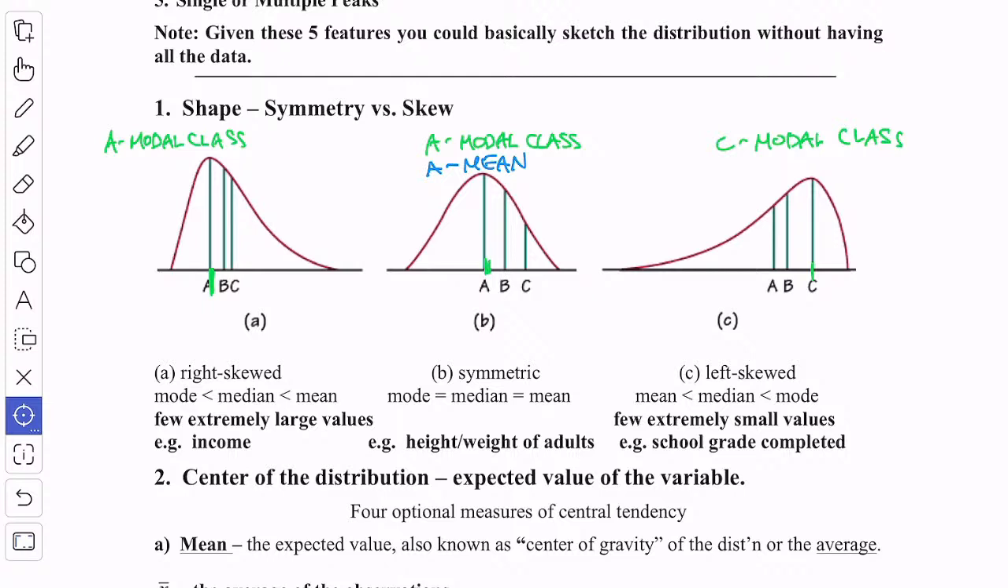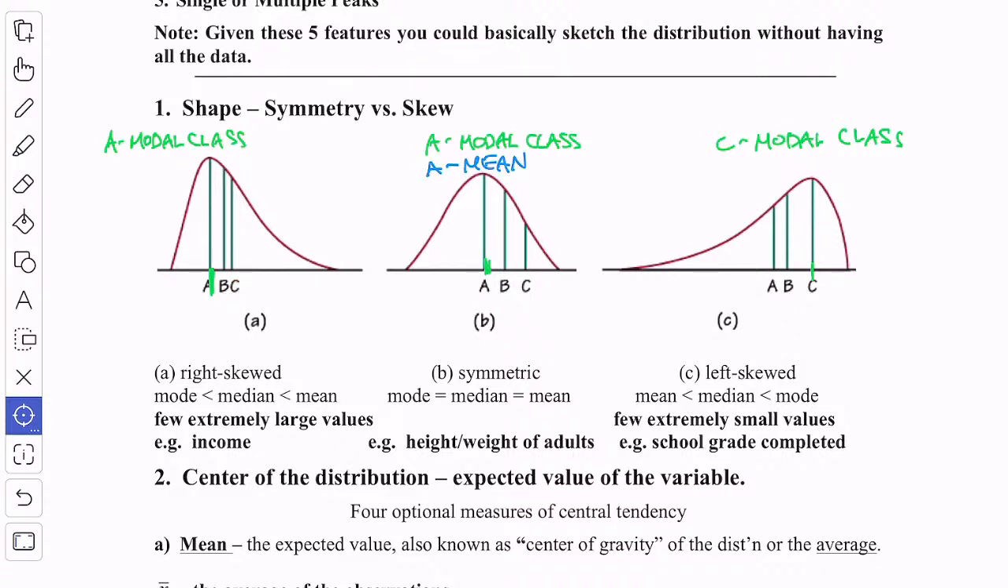What would be the balancing point of this distribution? Will it be B or C? The other one is the median, so this is the question. What will balance this distribution, B or C?